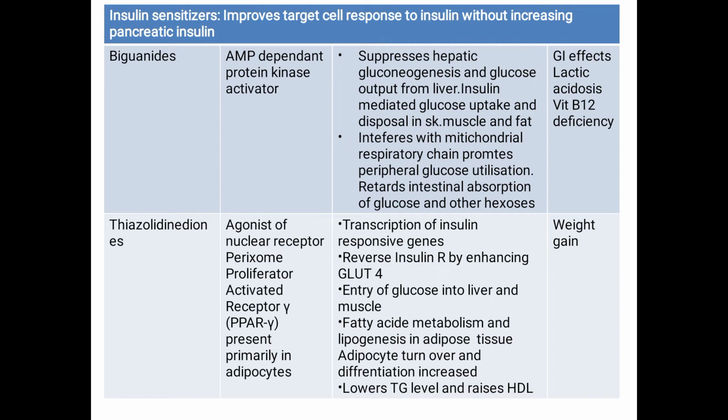Okay, so GI effects, lactic acidosis, there is a small increase in the lactate concentrations in the blood, but it is very rare. But still you have to remember lactic acidosis. Vitamin B12 deficiency is because it is going to retard the absorption of vitamin B12, so there is a deficiency. So these are the three major adverse effects: GI effects, lactic acidosis and vitamin B12 deficiency.